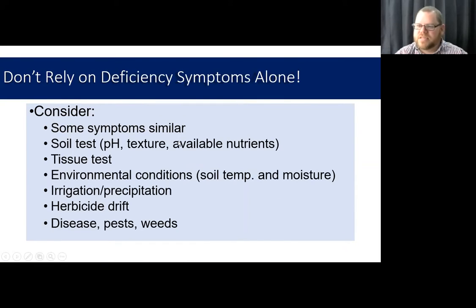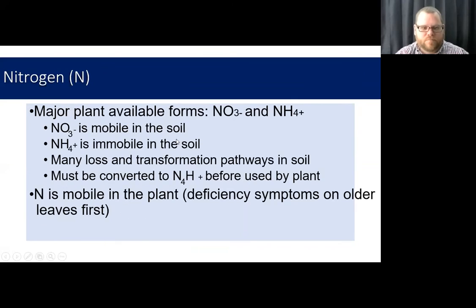Don't rely upon deficiency symptoms alone. Consider other things. It's a systematic problem, and it's going to take the whole system. So we'll talk about specific nutrients and what they do. Nitrogen can be available in a couple of different forms, and that determines whether it's mobile or immobile. We can lose nitrogen, especially through different pathways, and it must be converted before it can be used by the plant. So just because we put nitrogen out doesn't mean that it's necessarily available.